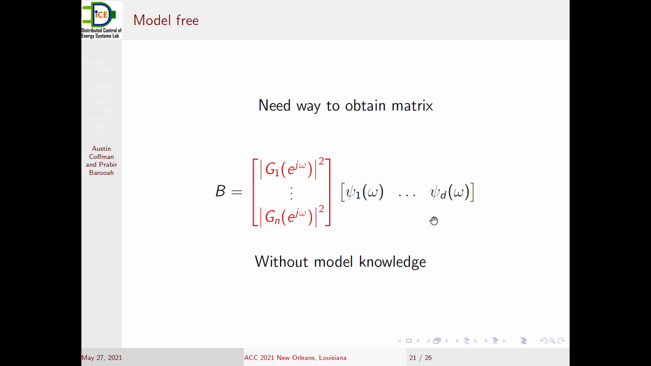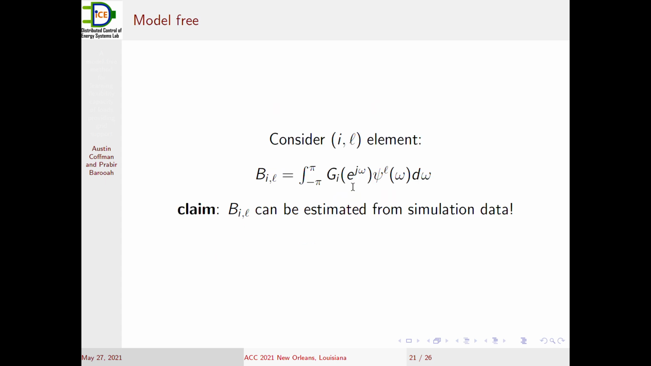So we need a way to obtain this matrix B, where this is the model, without knowing what this is. And so to do this, let's just look at one element of this matrix. It's this integral of this function g and the basis functions. So the claim is that this thing can be estimated from simulation data.